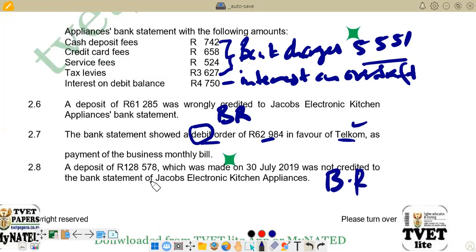We still have this one, which is 120,578. It reads a deposit of 120,578 rands, which was made on 30th July 2019, was not credited to the electronic kitchen. So we are saying these are deposits along the way, but it was on 30th July 2019, which means the date is near. So we expect that in the days to come, this deposit will be affected. So we are going to enter it in the bank reconciliation. But if we are told that this money maybe is lost or something happened to it, that's when we don't enter it on the bank reconciliation. But in this case, we're going to enter it there on the credit side so that it's a deposit.